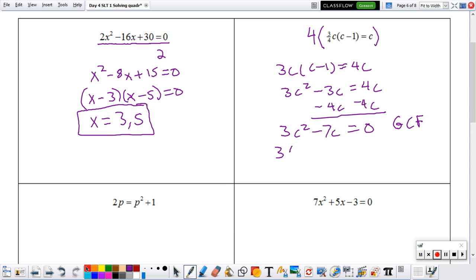We're going to take out a c. We're going to be left with 3c minus 7. The first factor, c, will give us a solution of c equals 0. And the second factor, 3c minus 7, gives us a solution of 7/3.